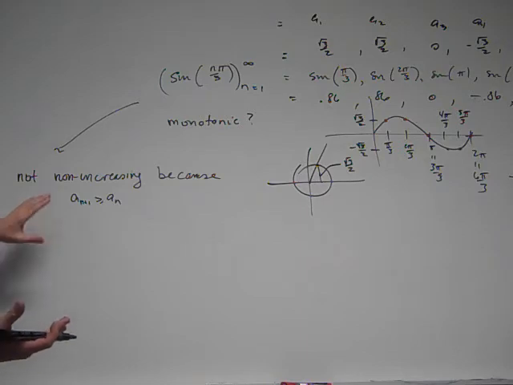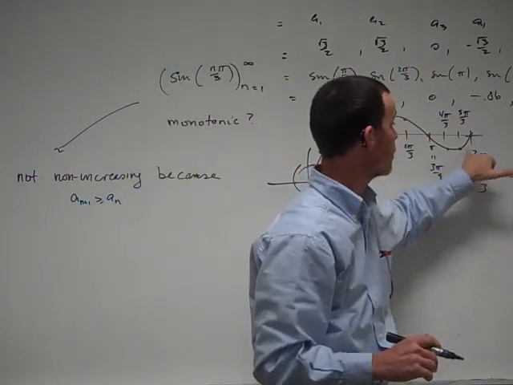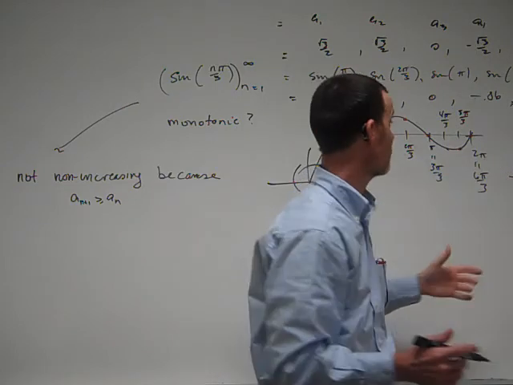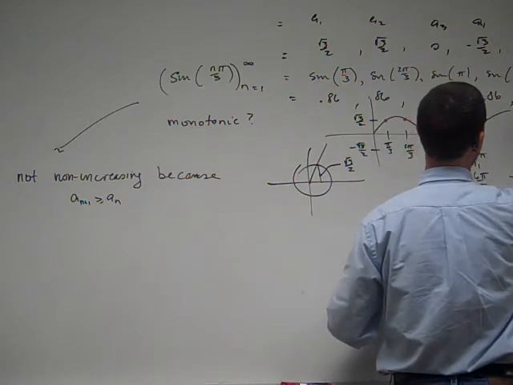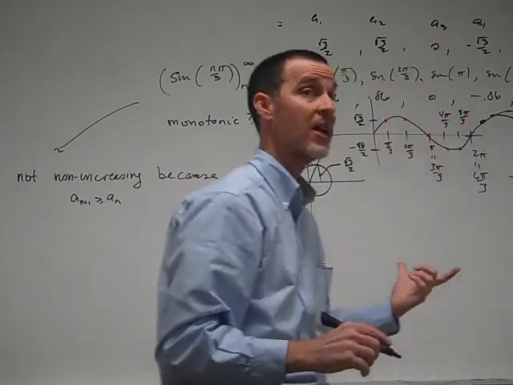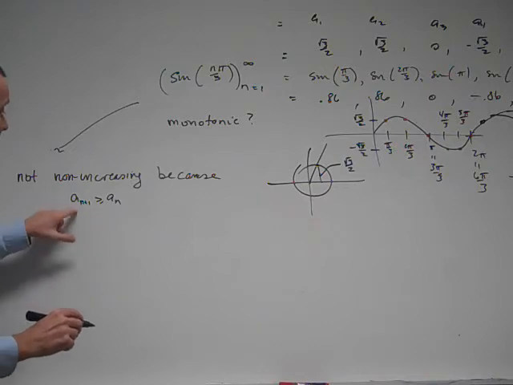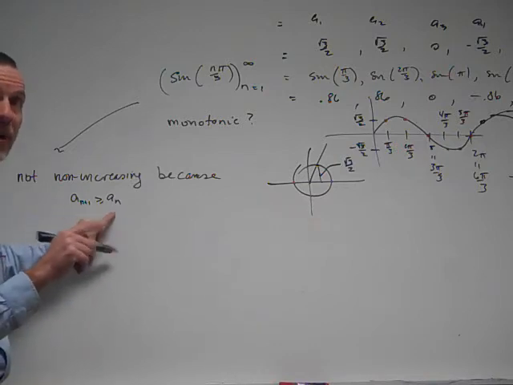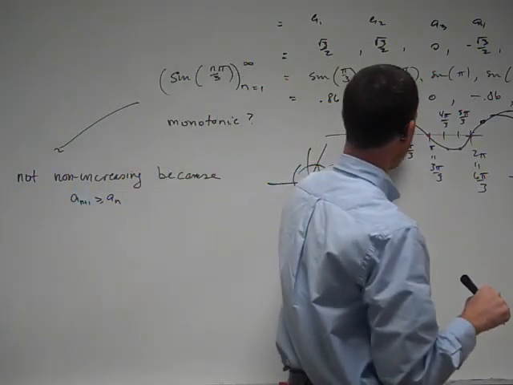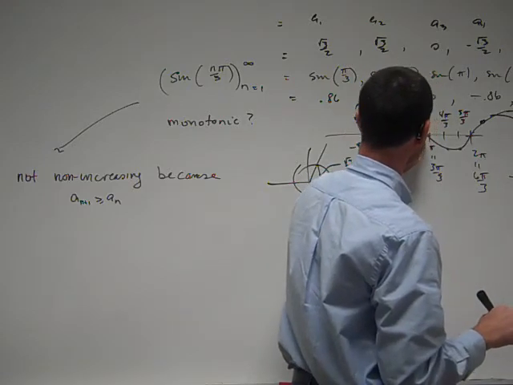It never went up is a valid statement, but it's not true. It does go up from here to here, doesn't it? So you can't say it never goes up, because it does go up. It goes up again here. Right? It goes up from here to here to here. So there are places where it's increasing, right? Non-increasing means a sub n plus 1 always must be less than or equal to the last one. So here it's non-increasing to here, but here it increases.